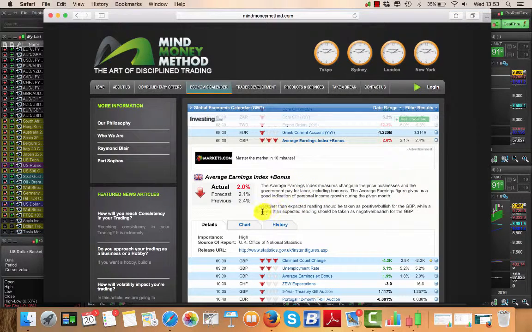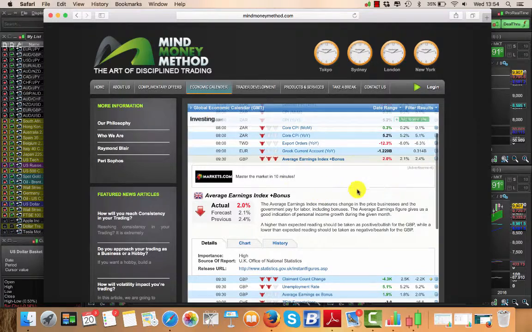Then coming down over here, it says a higher than expected reading should be taken as positive, bullish for the British pound, while a lower than expected reading should be taken as negative, bearish for the British pound. So the actual was 2%, where the forecast was 2.1 and the previous was 2.4. So that's lower, so potentially it's a negative, bearish indication for that particular currency pair.